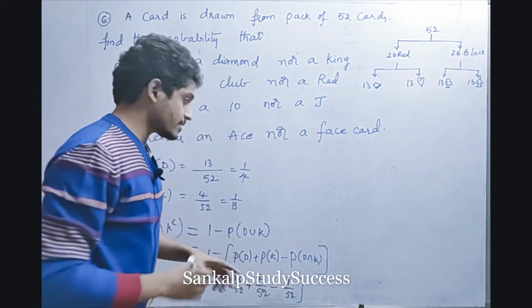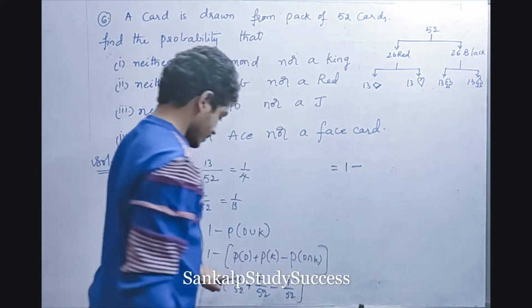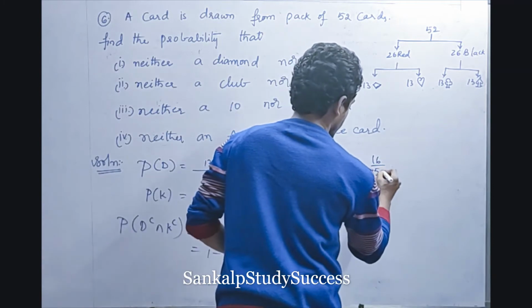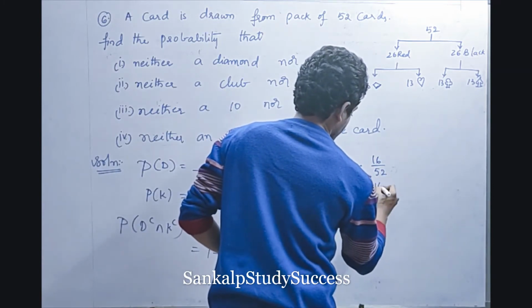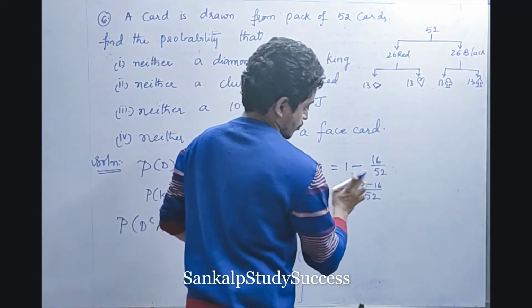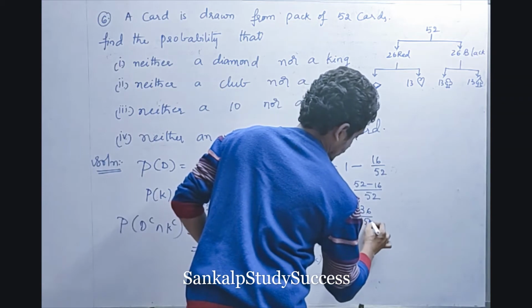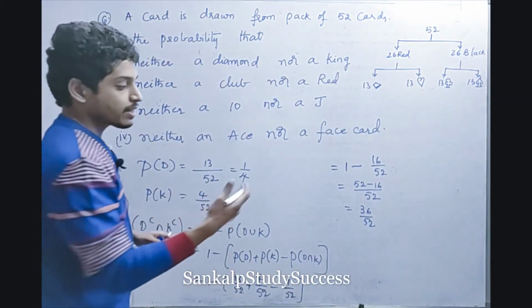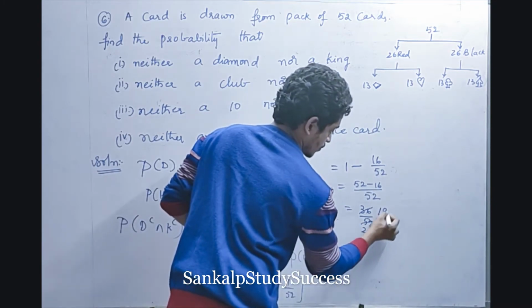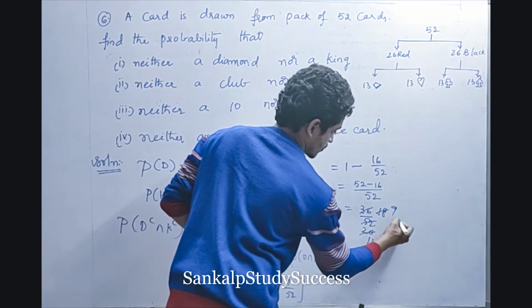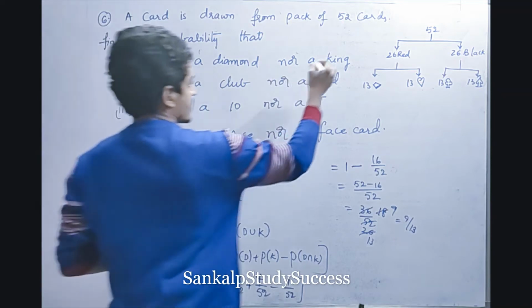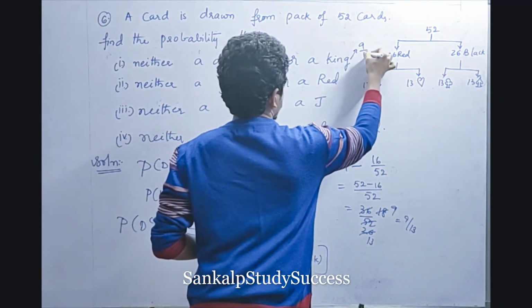So once we calculate this, what we will get? 1 minus, 13 plus 4, 17. 17 minus 1 is 16. So 16 divided by 52. That is nothing but 52 minus 16 whole divided by 52, which is 36 divided by 52. Right? 36 divided by 52 is the answer. But let us simplify. 2 ones are 2, 2 eights are 16, 2 twos are 4, 2 sixes are 12, 2 nines are 18, 2 thirteens are 26. So 9 by 13 is the probability. Fine. So for this question, 9 by 13 is the answer.